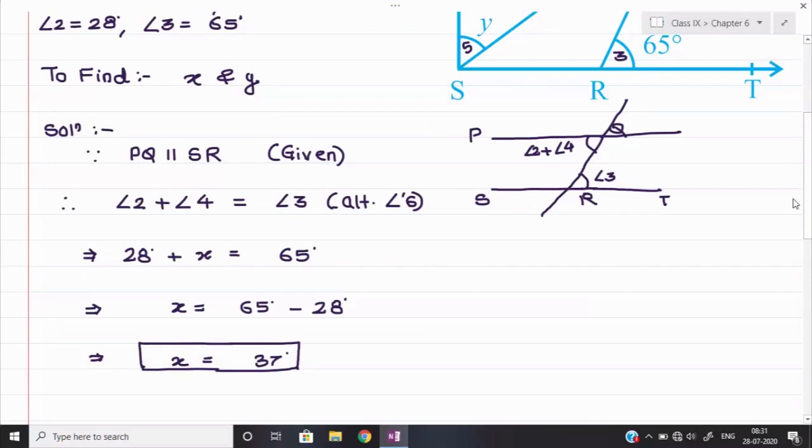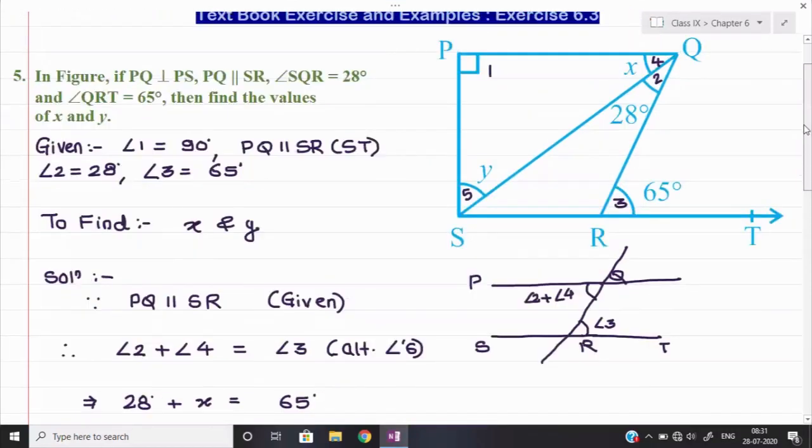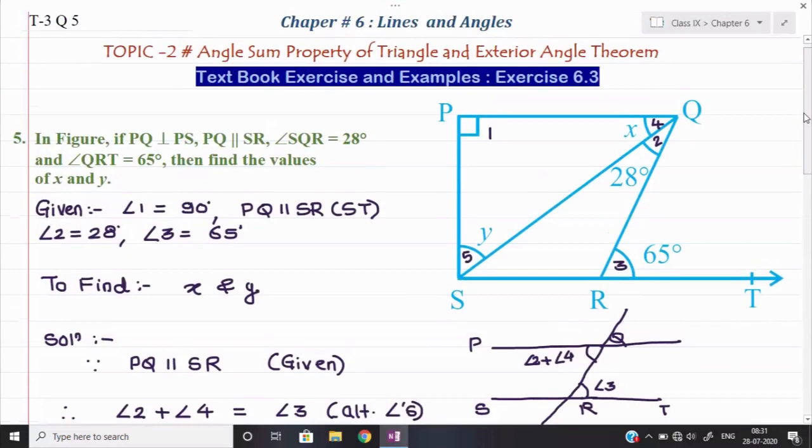Now to find out the value of y, you need to pay attention to one triangle. Look at the triangle PQS. If I ask you what the interior angles of triangle PQS are, you will say one angle is angle number 1, second is angle number 5, and third one is angle number 4. I am talking about triangle PQS. So 1, 5 and 4 are the interior angles, and we know that the sum of all interior angles of a triangle is always 180 degree.